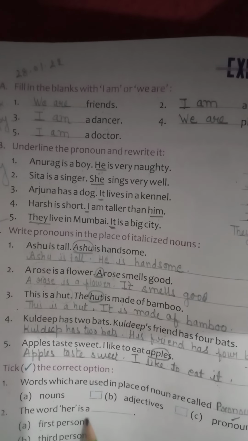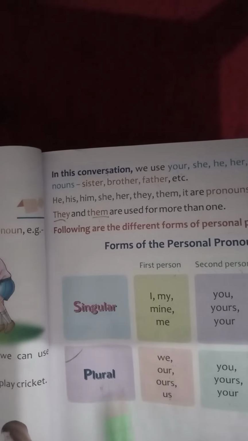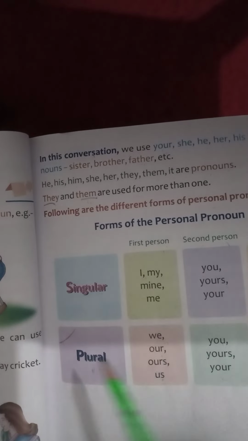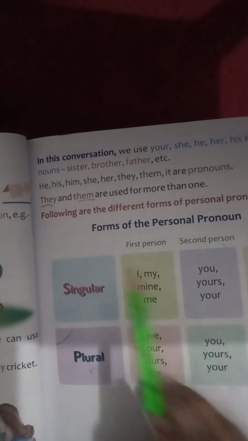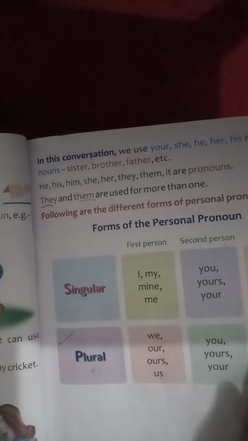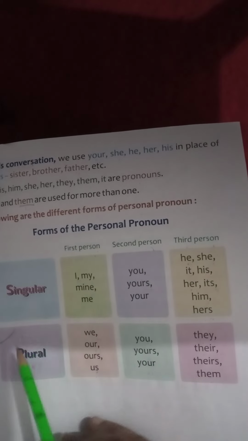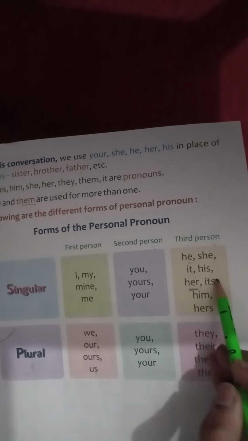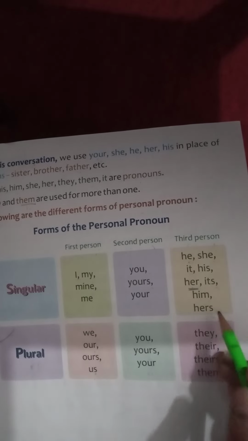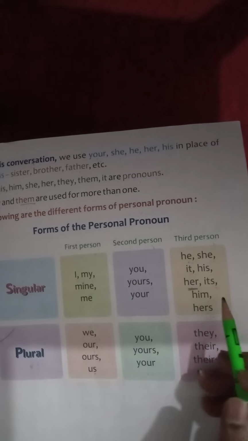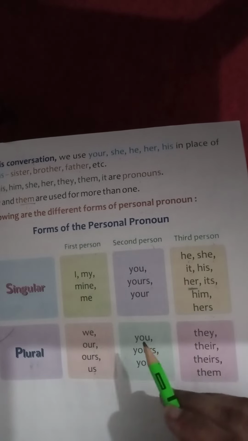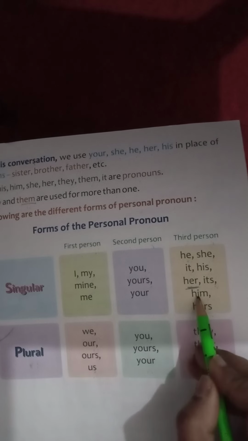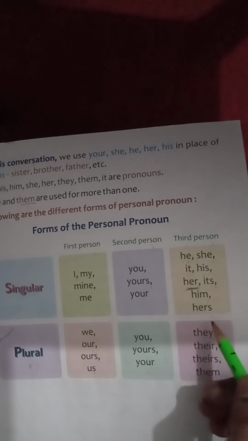Number 2. The word her is which form? We learned singular and plural. In this, we learned first person, second person and third person, right? In both singular and plural, we use her. Her is a third person because we use her when two persons are talking in a conversation about a third person. We use her, his, him or hers.